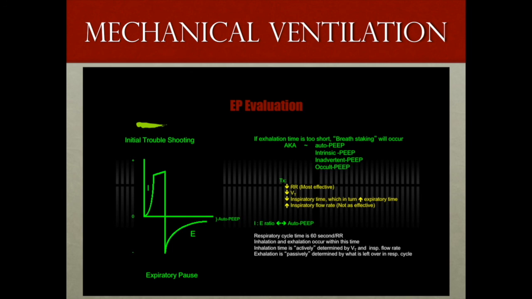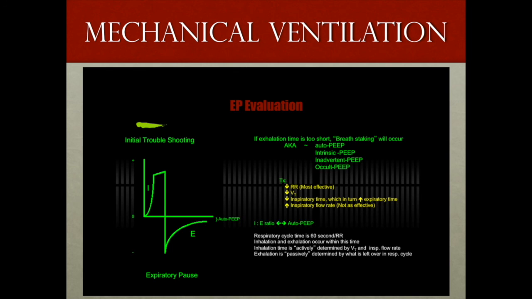you will be increasing your expiratory phase. With your I:E ratio, your inspiratory time is actively determined and your expiratory time is passively determined. So if you have 10 breaths per minute, you would have a breath every 6 seconds. And if you have an I:E ratio of 1 to 2, you would have an inspiratory time of 2 seconds and an expiratory time of 4 seconds.